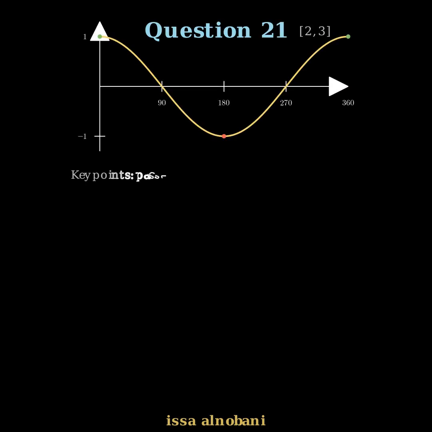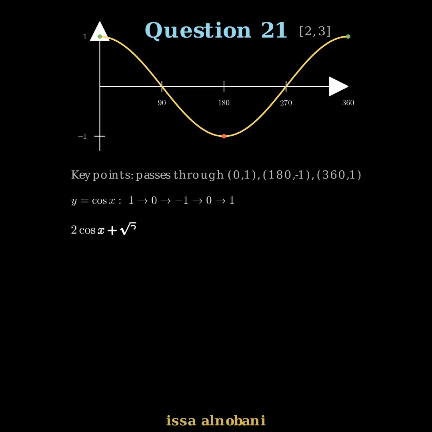Question 21. The cosine graph starts at 1, dips to negative 1 at 180 degrees, and returns to 1 at 360 degrees. Solving 2 cosine x plus root 3 equals 0 gives cosine x equals negative root 3 over 2, which happens at 150 degrees and 210 degrees.